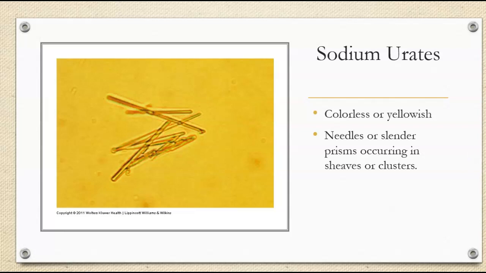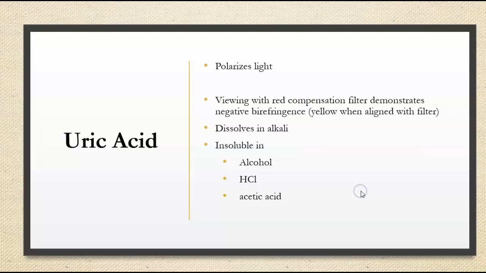Sodium urates, we can see occasionally. They're colorless or sometimes have a yellow color. They're needles or slender prisms that sometimes you can see in clusters or sheaves. Not very common to see those, and we don't really care much about those. So uric acid does polarize the light, and when you view with that red compensation filter, it will demonstrate negative birefringence, so yellow when it's aligned with the filter. It'll dissolve in alkali, and it's insoluble in alcohol, HCl, and acetic acid.